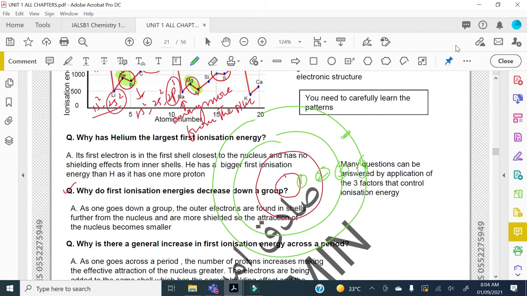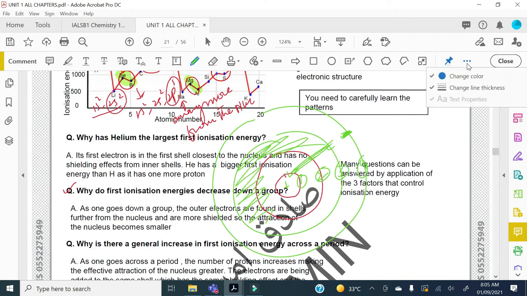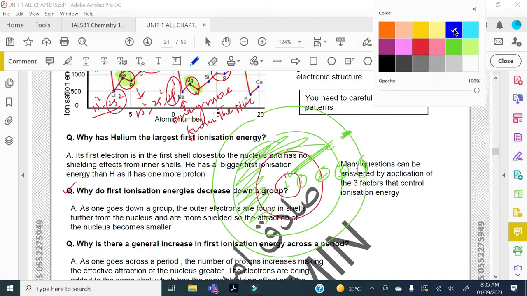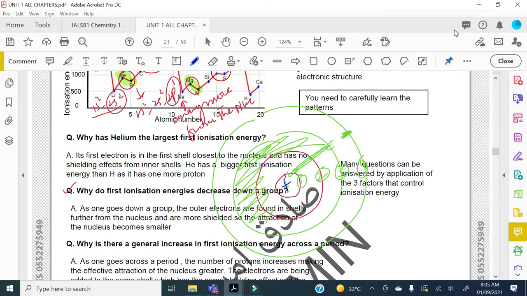An electron living here is facing a repulsive force from this and this. These three are covering the nucleus completely. If the nucleus is in the center here, this is the nucleus, then all the three shells are covering the nucleus. This is shielding. Okay.